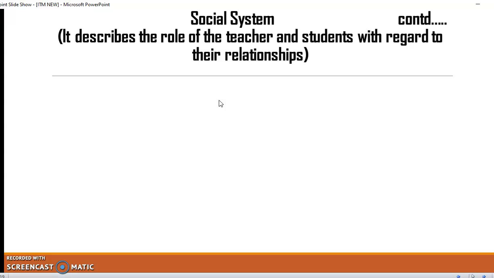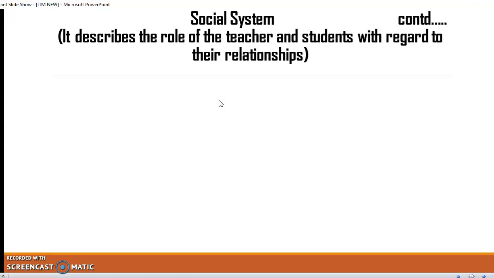So after discussing the syntax, or what we can call steps or phases, we need to know about the social system. Now this term social system, syntax, then principles of reaction, then effects, the nurturant and instructional effects would be common for all the modules, all the three modules that we have in our syllabus. So we need to know what exactly is social system and what it means in the context of this particular module.